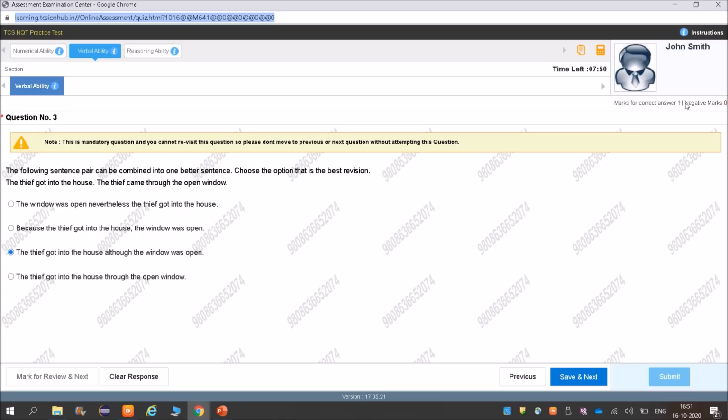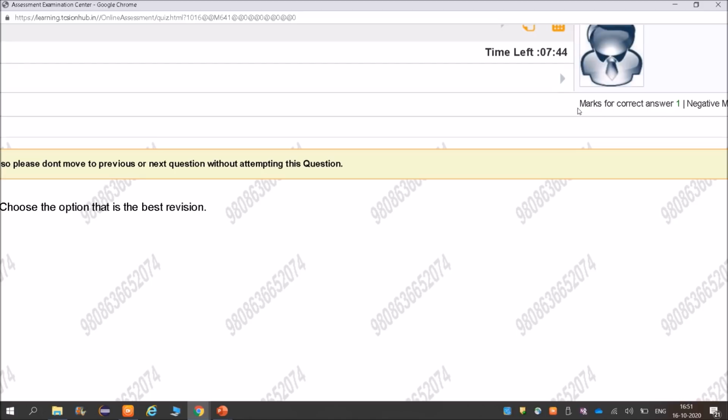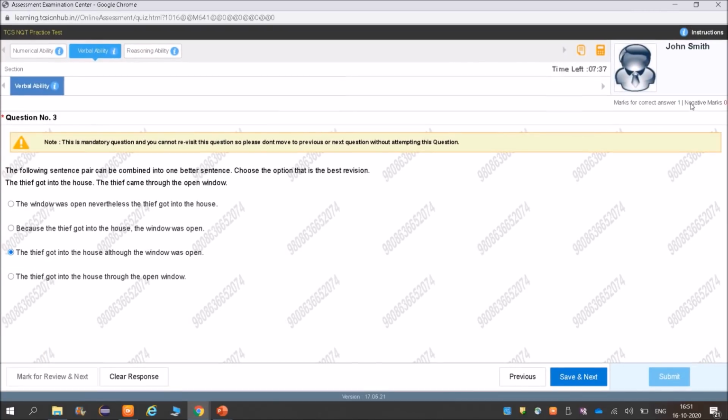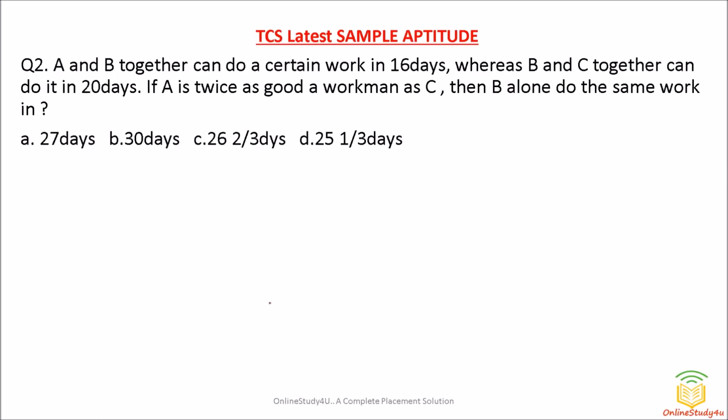And friends, one more important thing, if you see in this corner, negative mark. So negative marking is 0. This part I am telling, marks for the correct answer. Each question contains 1 mark, and negative marks are 0. That means there is no negative marking in this TCS examination.